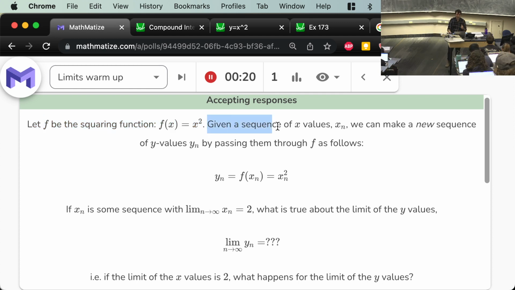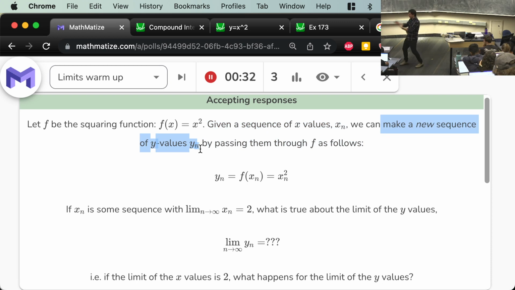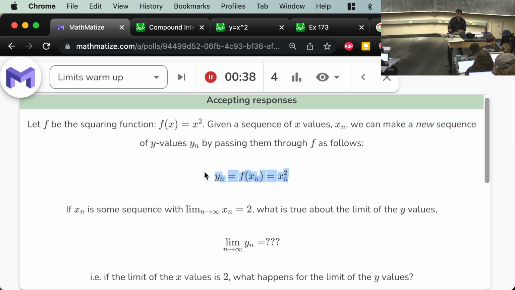We're going to have a sequence of x values. I'm going to call it xn. So you can imagine xn is one of these geometric sequences or arithmetic sequences we saw. And we're going to make a new sequence of y values. So we take our x value sequence, somebody gives that to us, and I shove it through the f machine, and I'm going to get a sequence of y values. So yn is f of xn. And in this case, the function f is x squared, so it's xn squared. So we have one sequence. We make a new sequence. We have x's and y's both floating around.